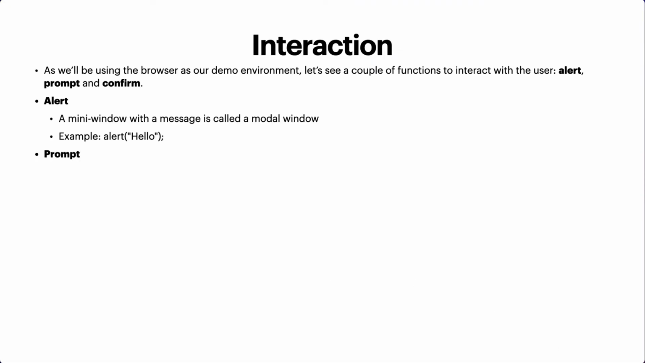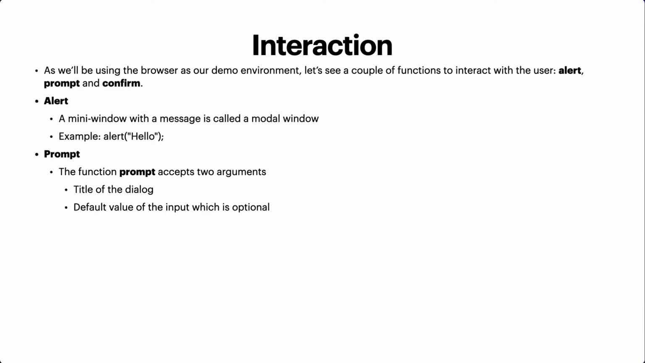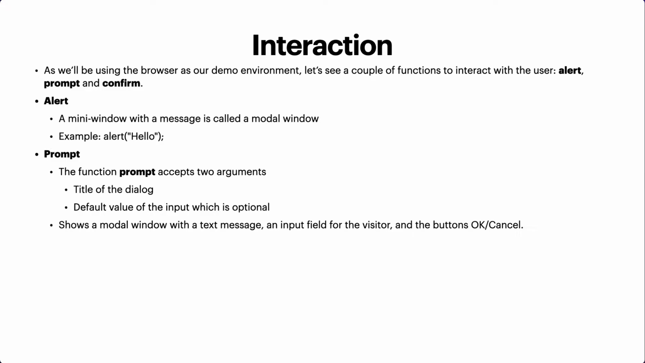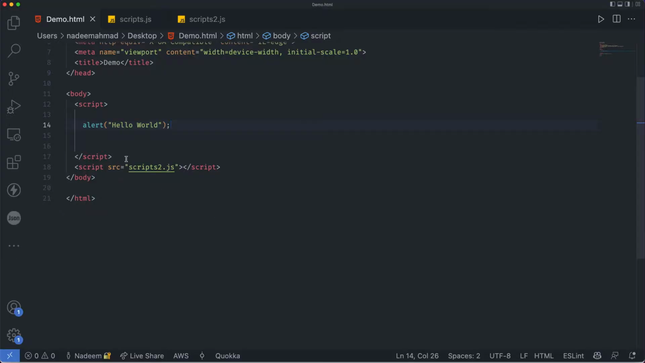We have another type that is called prompt. The function prompt accepts two arguments, the title of the dialog and the default value of the input, which is optional. It shows a modal window with a text message and an input field for the visitor and the buttons OK or Cancel. Example is this.